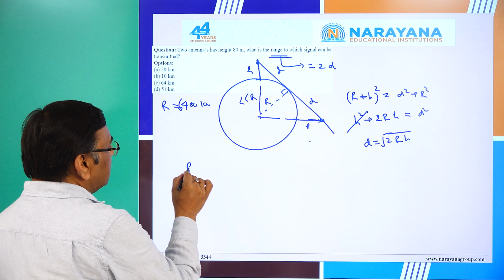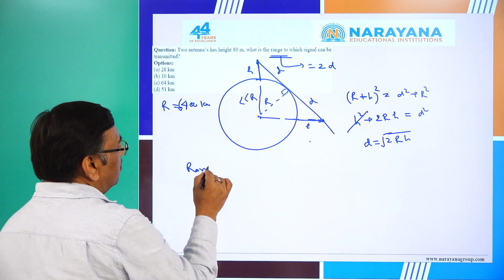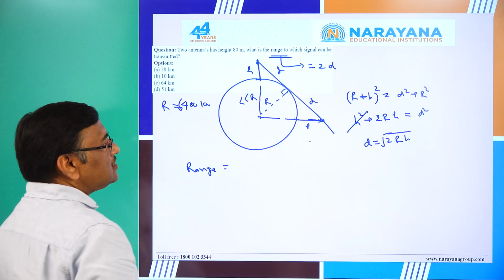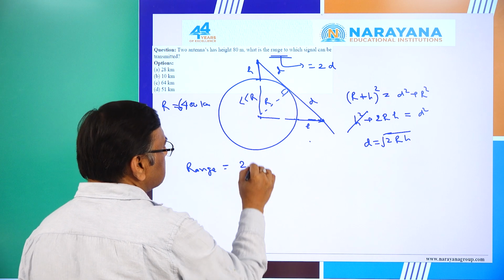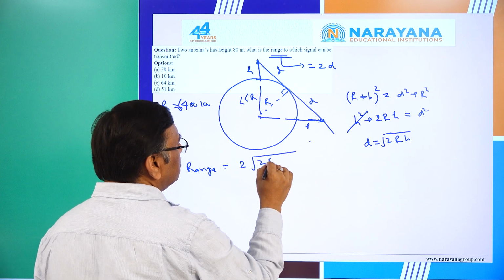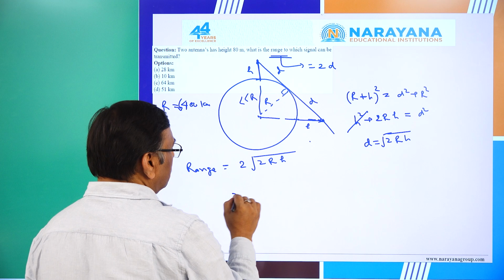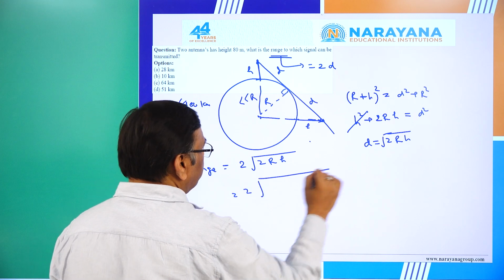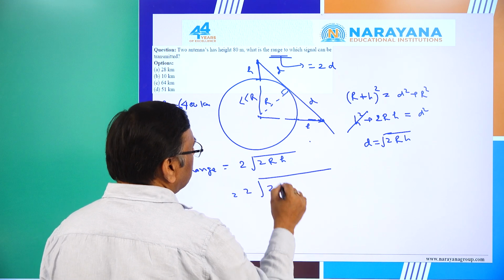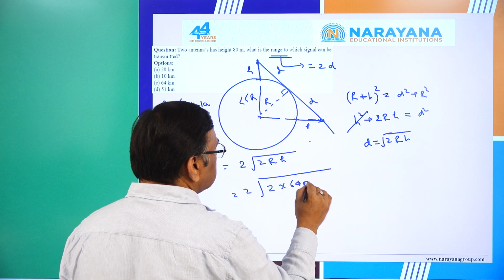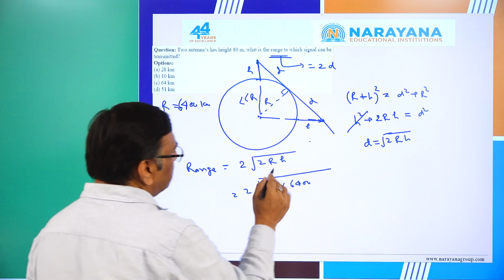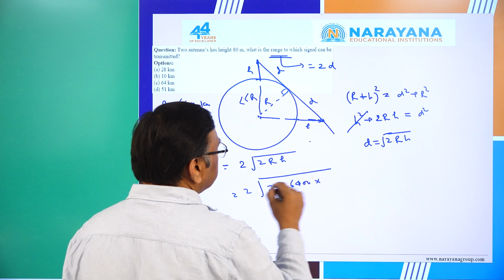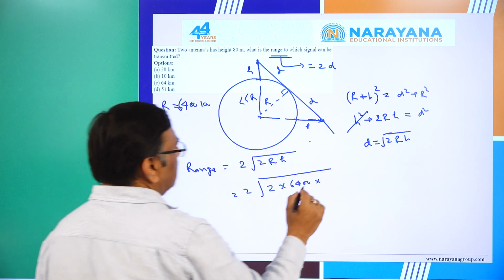So what is the question asked? I can write now, range of the signals transmitted is 2 times under root of 2rh. Now you substitute the values. I hope we should get the answer. 2 into r is 6400, answers are in kilometers, so let it be in kilometers, into h is given to be 80 meter.